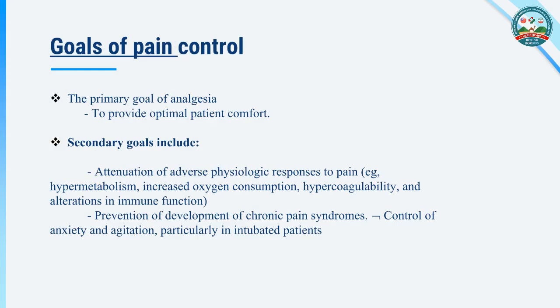Before we talk about treatment methods, let's first understand the goals of pain control. The primary goal of analgesia is simple: to provide optimal comfort for the patient. But there are also secondary goals that are just as important. By managing pain properly, we can reduce the body's stress responses, such as increased metabolism, higher oxygen consumption, blood clotting tendencies, and weakened immune function.